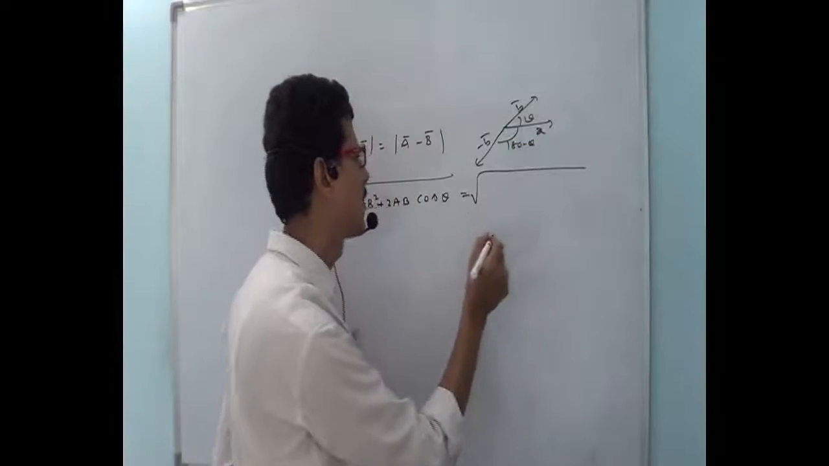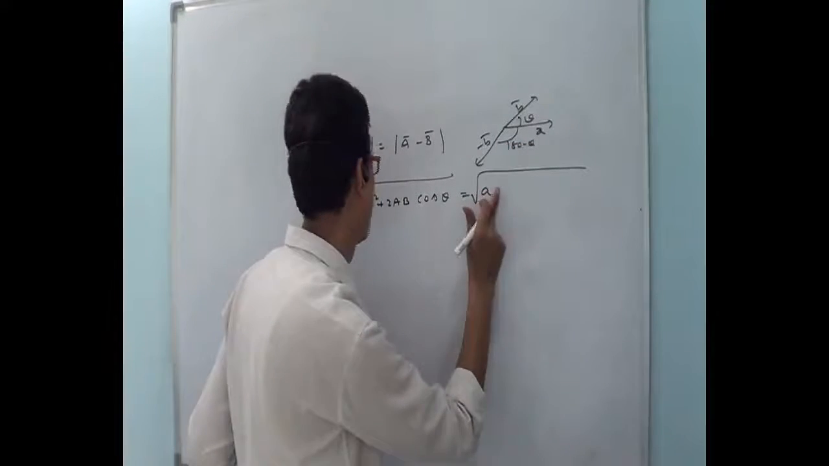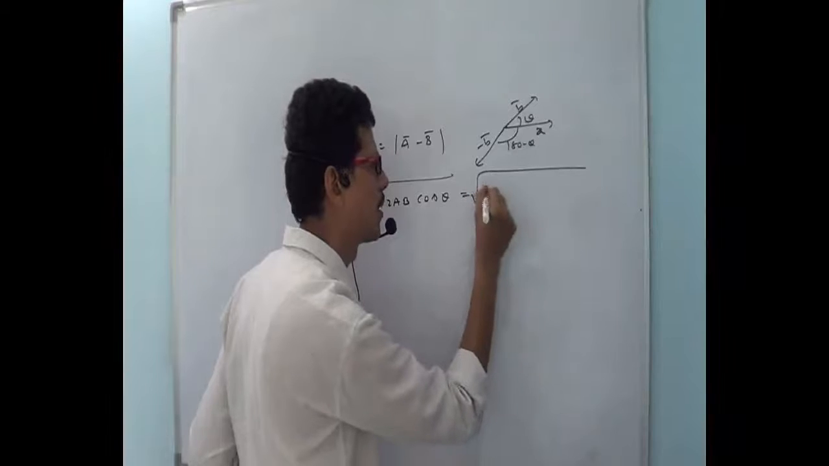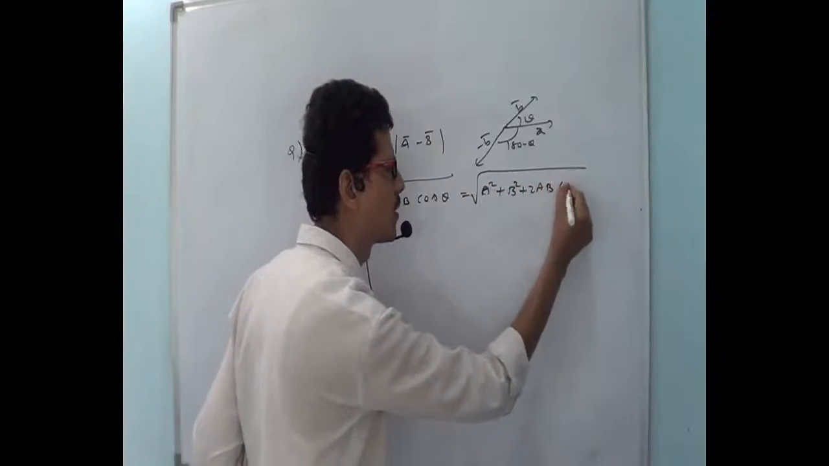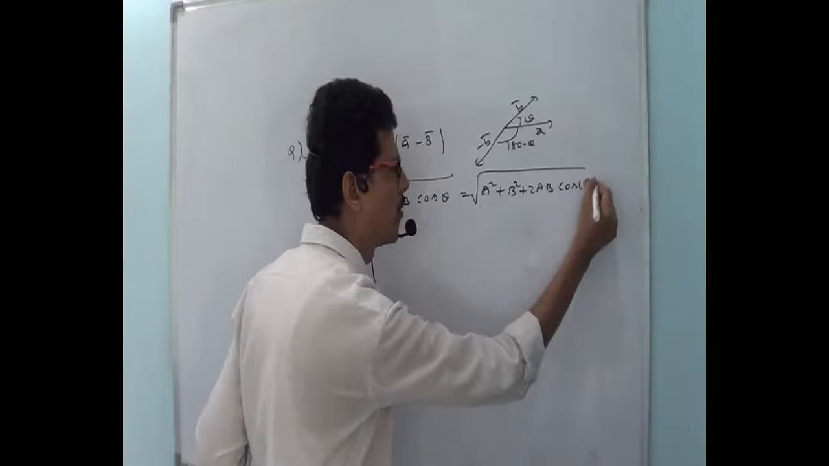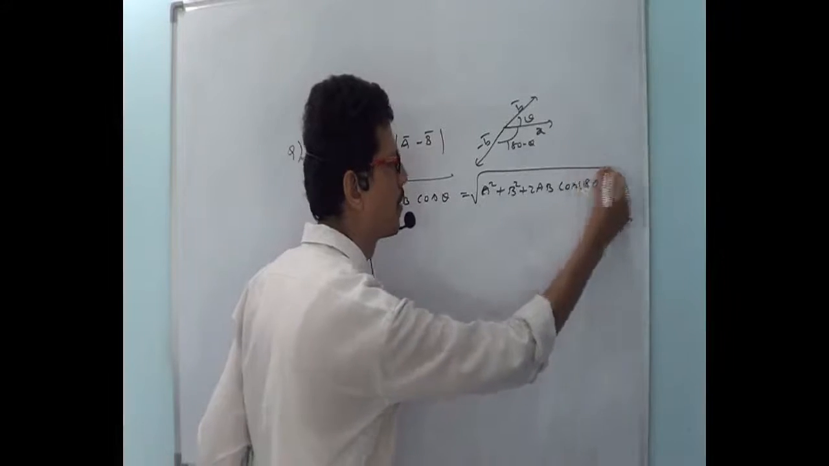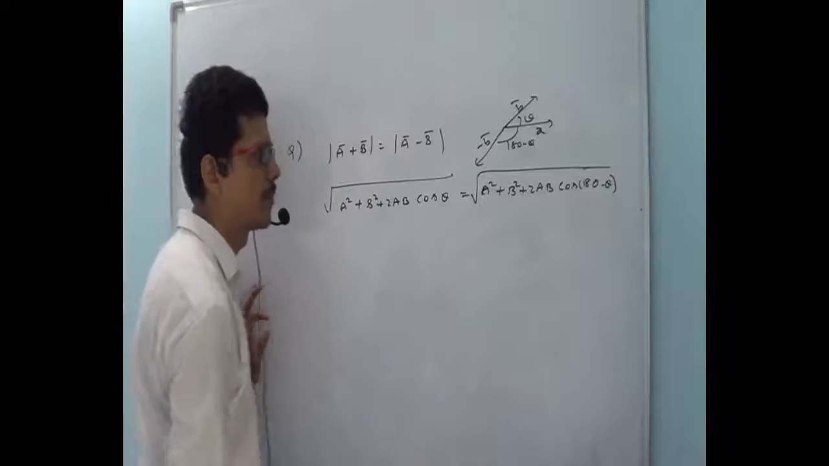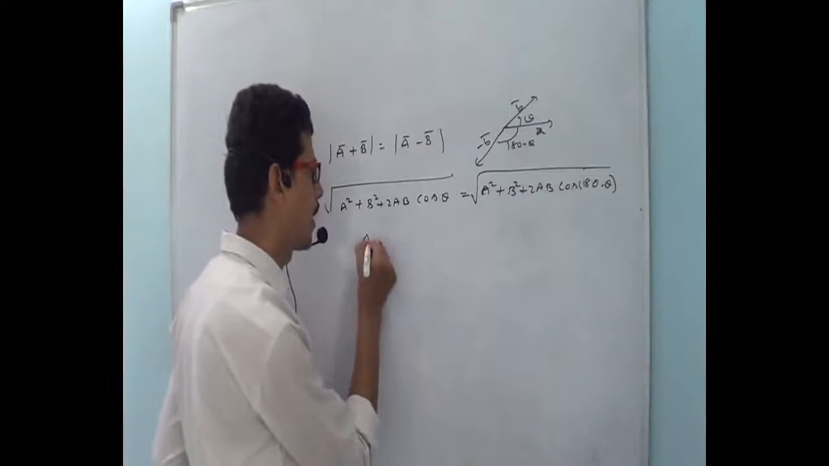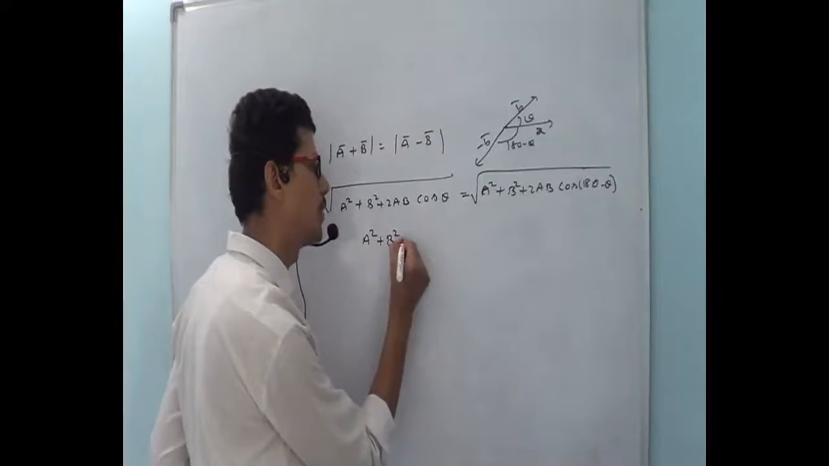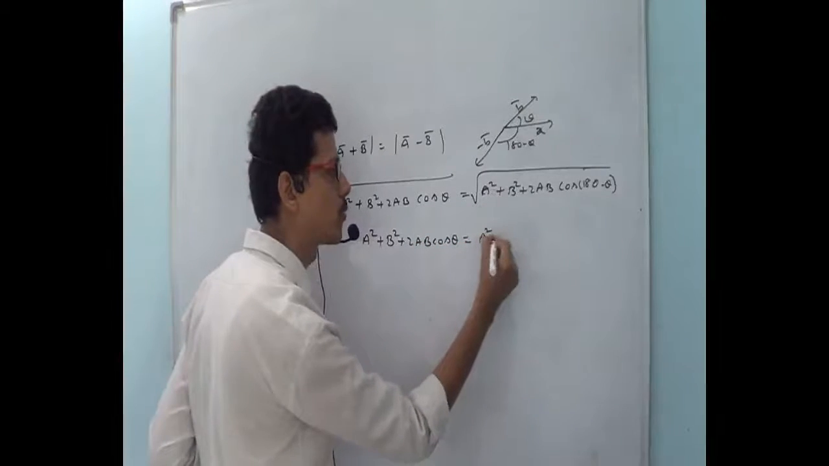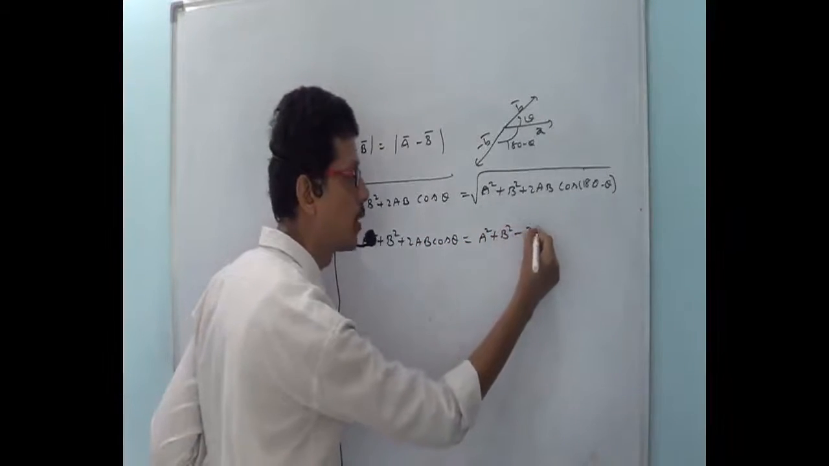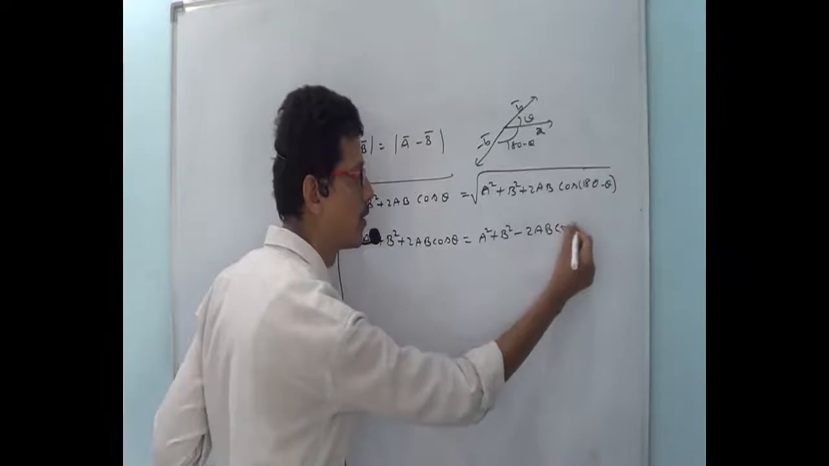Now you tell what is the magnitude of the result of this: root A square plus B square plus 2AB cos (180 minus theta). I have to find theta, okay? The angle between two vectors I have to find. Squaring on both sides, what do I have? A square plus B square plus 2AB cos theta is equal to A square plus B square minus 2AB cos theta.